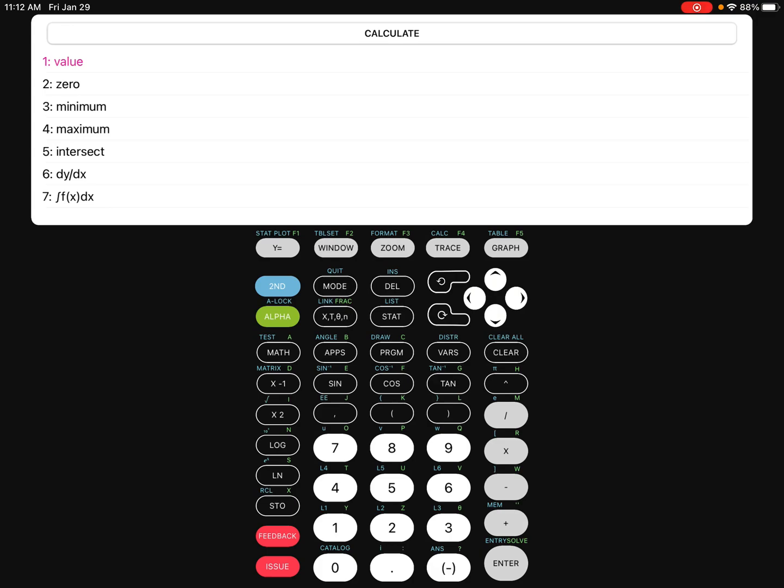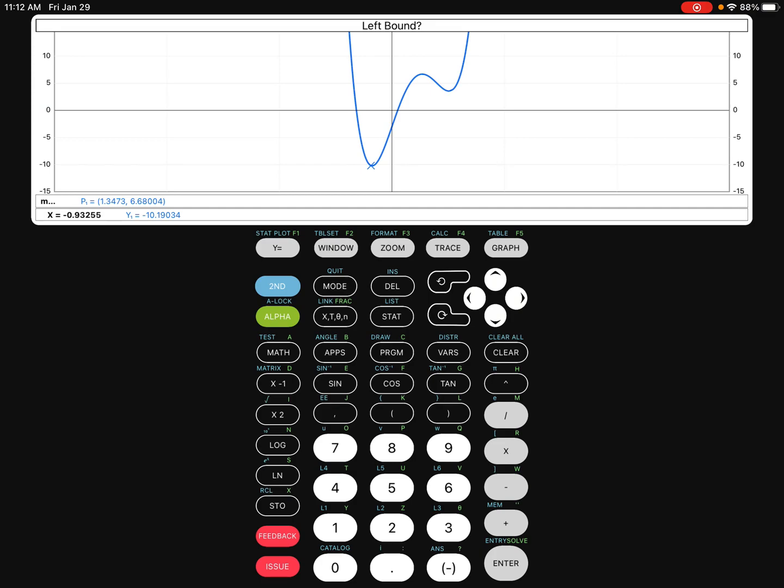We want to be as precise as possible. So how we do that is you push the second button and then you push trace. We've used this one before with the zeros or the value. You're going to scroll down till we see the word minimum and push enter. Now yours might not be the exact same. You're going to get a little flasher here. So here's mine, it's like a little X I'm toggling around by pushing the arrows back and forth.